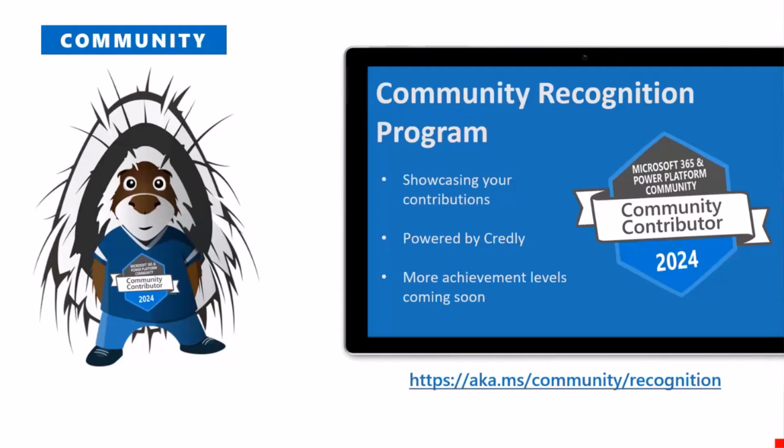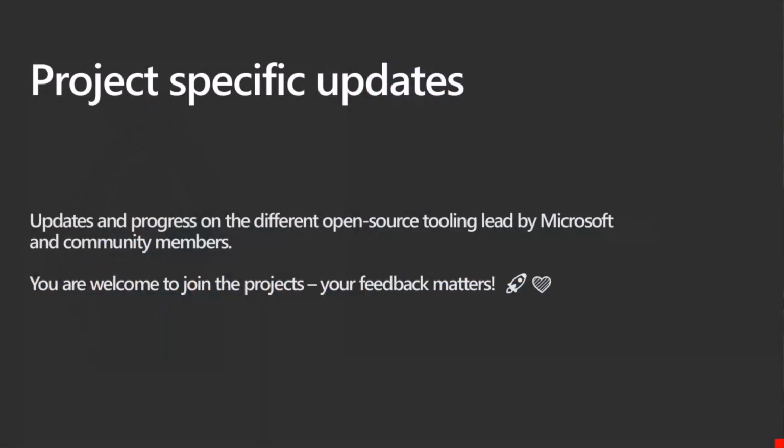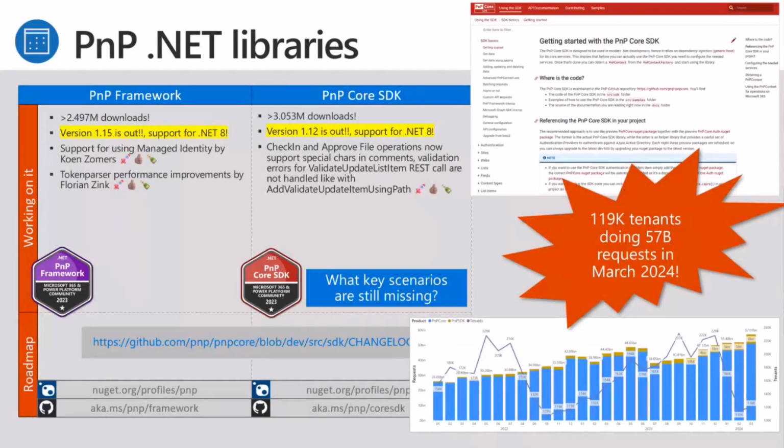All right, let's get into some project-specific updates, and we're going to kick it off with Bert. Awesome, thank you, David. For PnP .NET, for the framework library, or older library, I would say, we had two really cool changes. One by Koen, where we added support for using managed identity. So now you can use Authentication Manager and managed identity together in your Azure Functions, for example, to do cool stuff. Thanks to that, Koen.